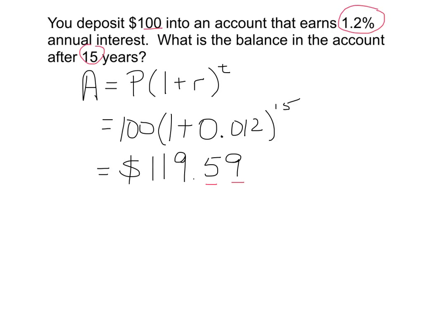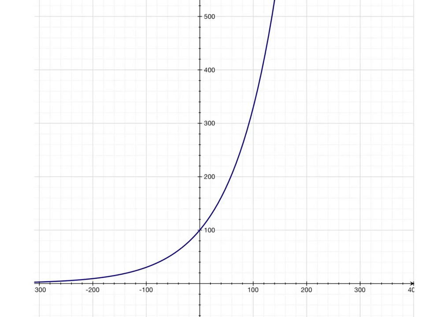And that's our answer. So you see we've got 1.2%. We leave $100. After 15 years, we've earned $19.59 interest. Now I just wanted you to see the graph of the function that we just used. We just used y equals 100 times 1 plus 0.012 to the t. So if we graph this on our calculator, this is what it would look like.